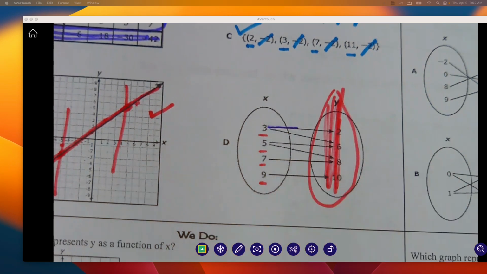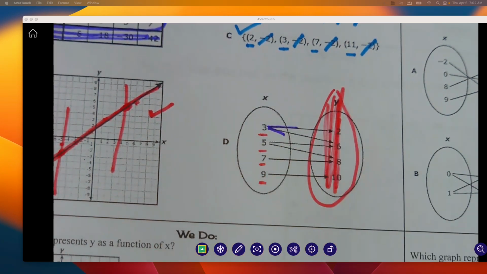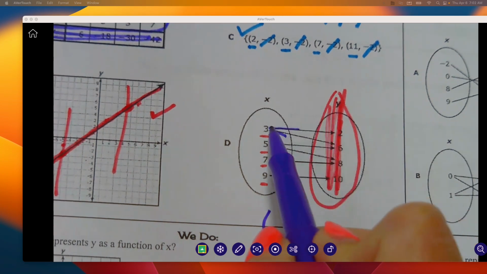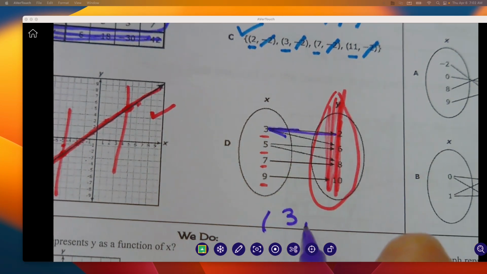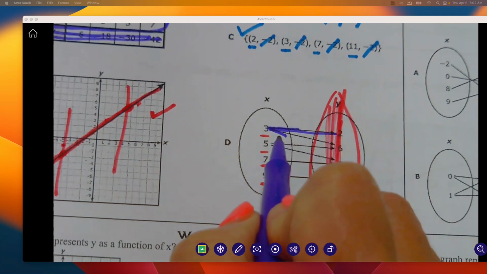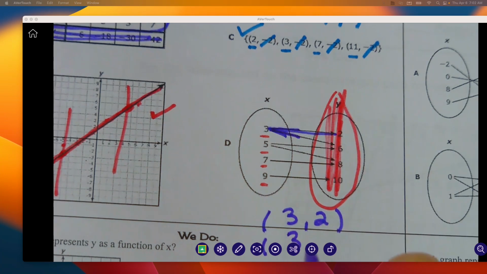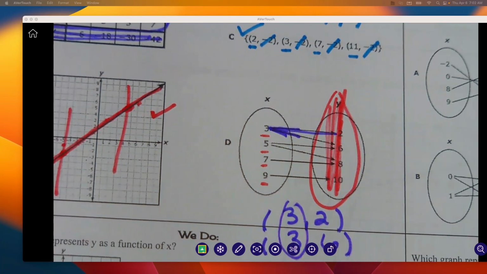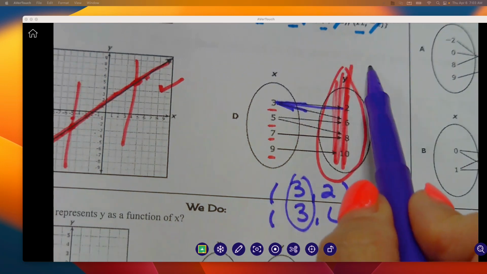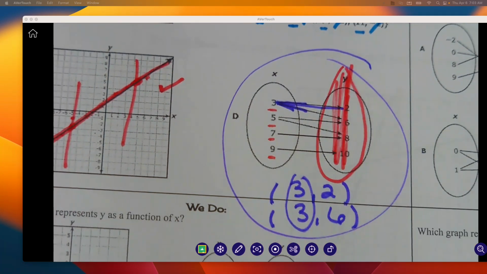Well, we have an arrow leaving from 3 and we have another arrow leading from 3. That means that 3 is twice. I'm going to write that as an ordered pair. So 3 goes to 2, so that would be (3, 2). And then we have 3 leading to 6, so that would be (3, 6). The 3 repeats, that x repeats. So this is not a function. So the question is asking us which one is not a function. It's going to be letter D.